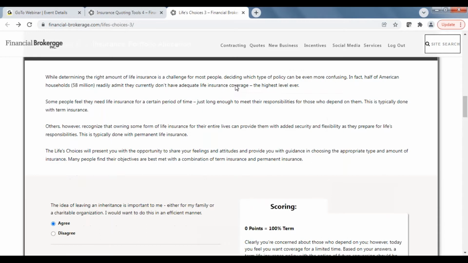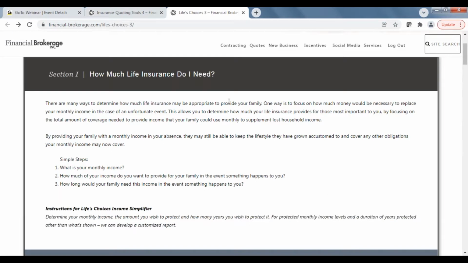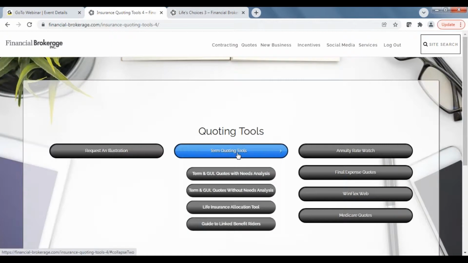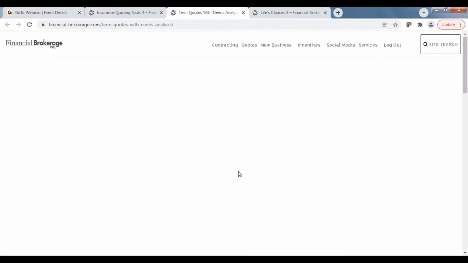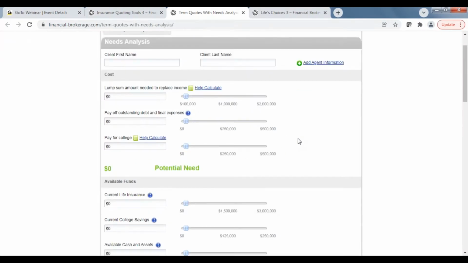I mentioned earlier that I wanted to review another needs analysis piece of software that we have on the website, because section 1 of the allocation tool only takes into account income replacement. So if you caught some of the webinars earlier, we went into our term life quoting tool, and we went into this one without the needs analysis. Well, the top button actually gives you a full needs analysis, and this is fillable. If you are speaking to your client and are on our website at the same time, this will calculate everything in real time for you.